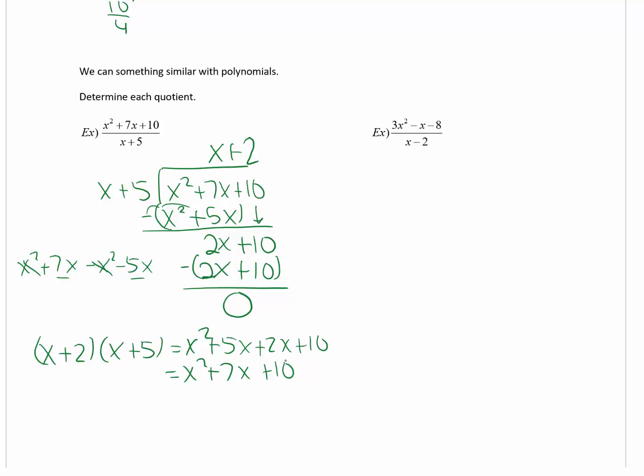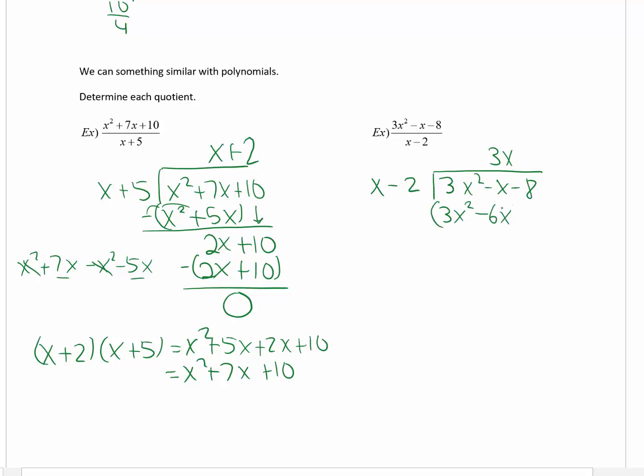Okay, let's take a look at the next example then. Because I have more than one term in the denominator, I know for now I'm going to have to do long division. So let's set this up. So again, what do I multiply this leading term by to get this leading term here? Well, that's 3x, because x times 3x is 3x squared. So 3x times x is 3x squared. 3x times a negative 2 is negative 6x. And I'll subtract. So let's do this on the side.